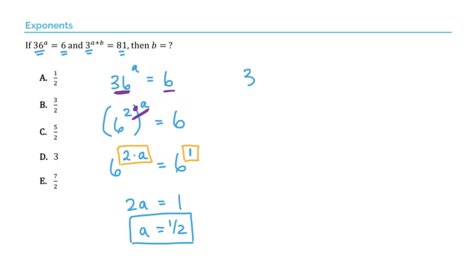Now let's look at our other part. We have 3 to the power of a plus b equals 81. Now some of you might be thinking, oh, I know what a is, it's 1/2. And yes, you could at this point substitute it, but actually what I would encourage you to do is, before you substitute for a, let's focus on that initial critical step. How do I get the same bases on both sides?